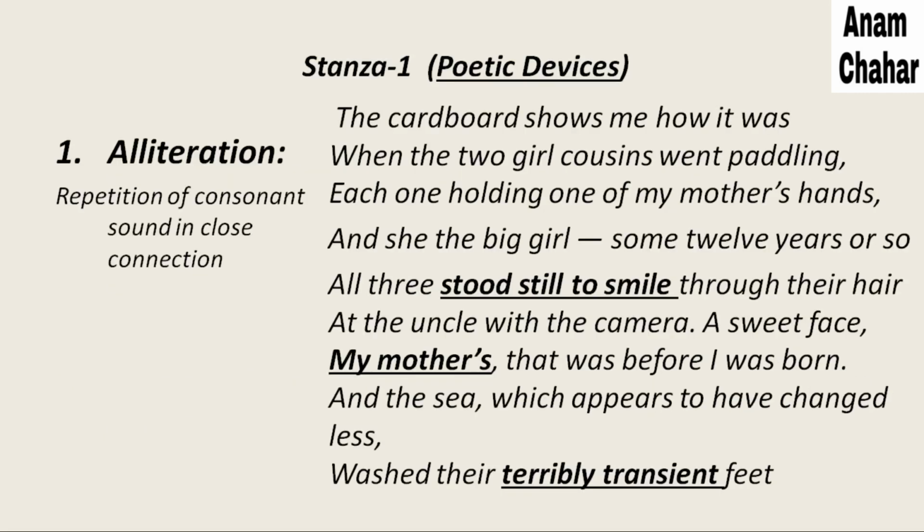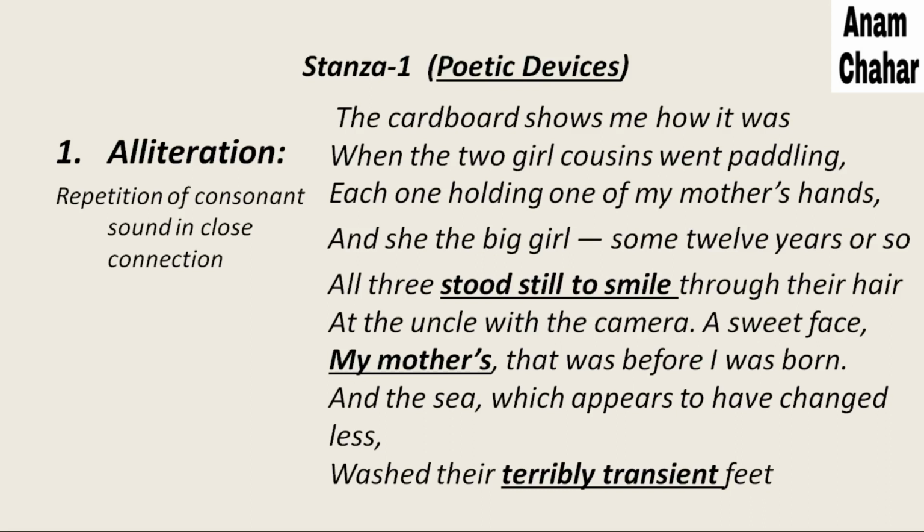Let's discuss the poetic devices now. We'll discuss stanza wise. Stanza 1. As you can see on the right hand side of your screen, the stanza is given, and on the left hand side, poetic devices are written. So first one is alliteration. What is alliteration? Repetition of a consonant sound in close connection is called alliteration. See the bold underlined words. Stood still to smile. Stood still, smile. The s sound is repeated here, so it's called alliteration.